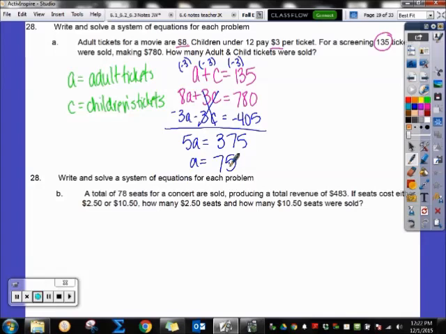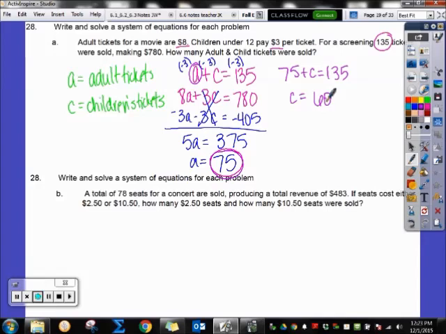Now we can take that information and we can plug it back in. The easiest place to plug it back in would be that top original equation for A. So we would have 75 plus C equals 135. And then if we subtract 75 from both sides, we would get 60. So there were 75 adult tickets sold and 60 children's tickets sold.